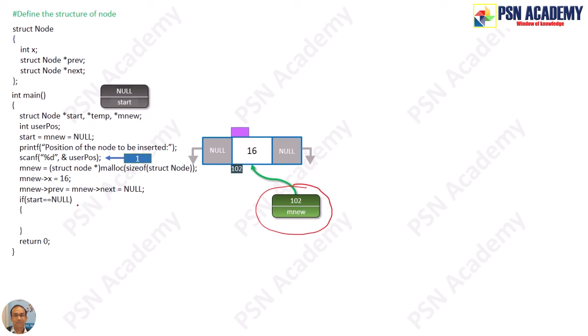Now we check whether the start is equal to null or not. In this situation we can see that the start is null. The meaning of this is that the list is absolutely empty. Now when the list is empty, the new node at 102 will be the first node in the list, right? So you write start equal to mnew. Now mnew means 102, right? So start gets the value 102 and it starts pointing to the node at 102.